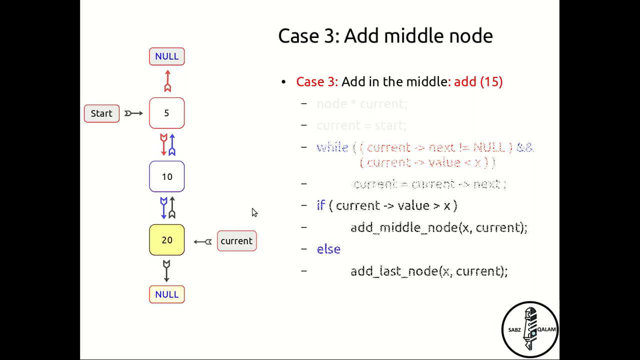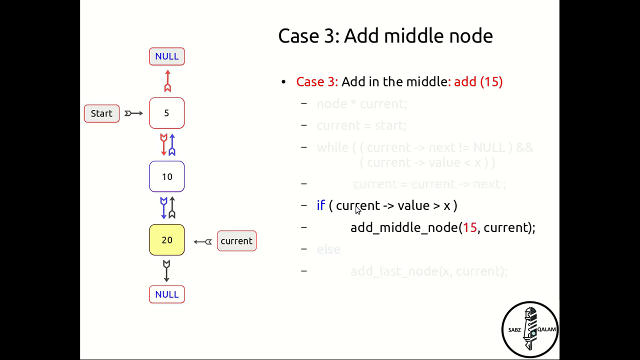So now if it stays here, we need to check which of the functions should we work. Is it the last node that we are trying to add, or is it the middle node? Well, if current's value is larger than the value that we are trying to put in, then it actually should come here and not here. Otherwise, if it's smaller, then the value should be coming here, as we will see in case number 4. So in other words, we are going to call the add middle node function, and we are going to pass the same value 15 over here.